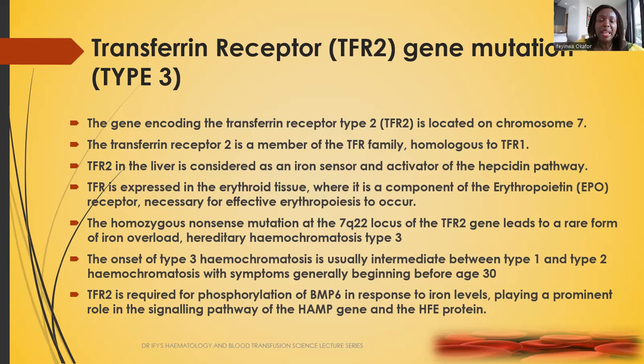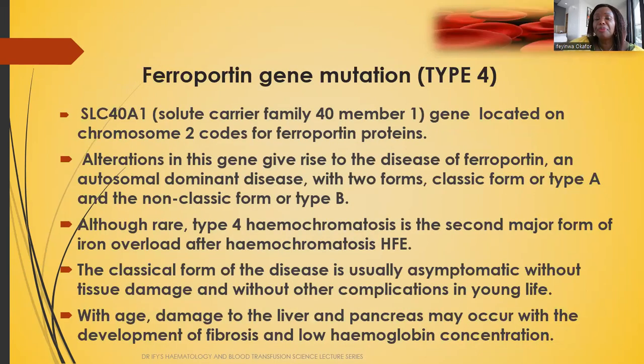The transferrin receptor gene is required for phosphorylation of bone morphogenetic protein 6 in response to iron levels, playing a prominent role in the signaling pathway of the hepcidin antimicrobial peptide gene and the HFE gene. Ferroportin gene mutation: type 4 hereditary hemochromatosis. The mutation that occurs in the ferroportin gene causes type 4 hereditary hemochromatosis.